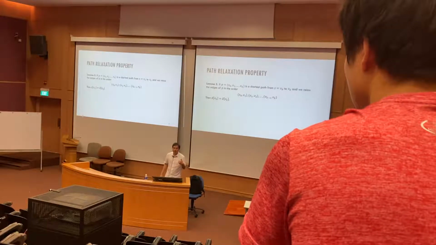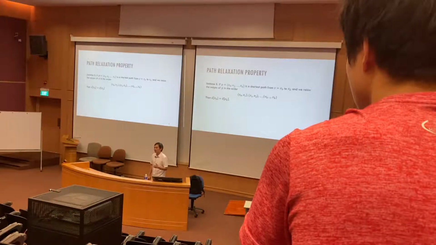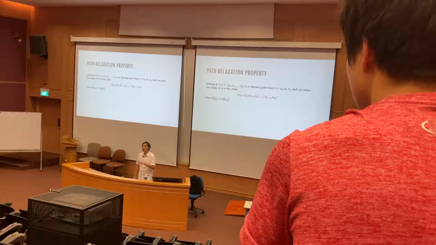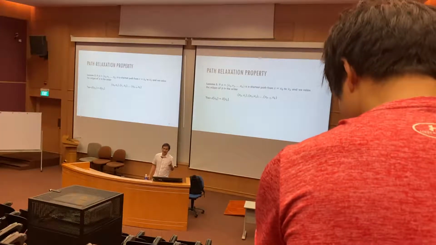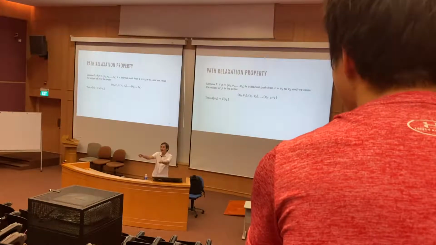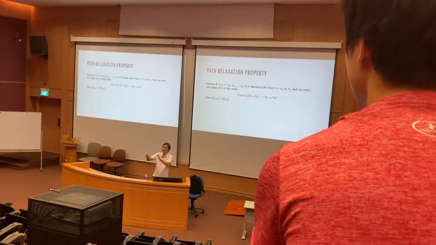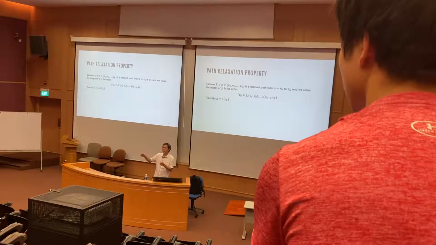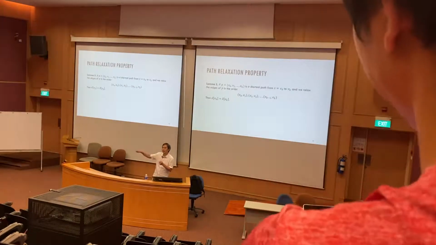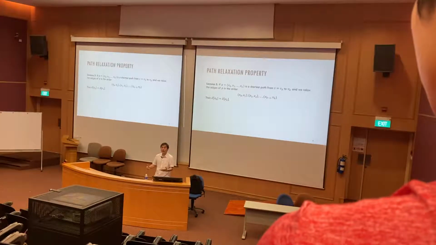Okay, so then we looked at path relaxation. So path relaxation is actually not a complicated concept, right? It simply says this: if I tell you what the shortest path is, and you do the relaxation in order of the path, it will tell you what the distance estimate is. And this is very intuitive, right?